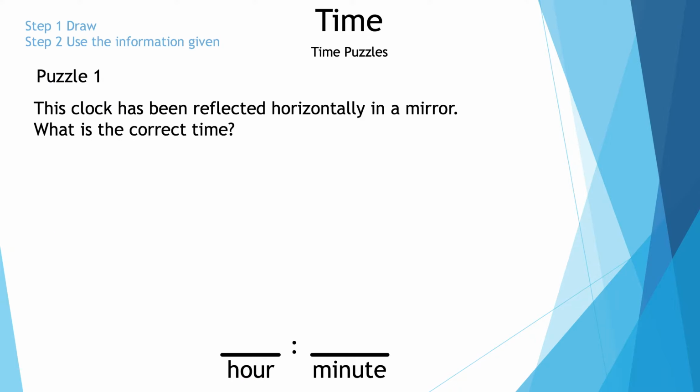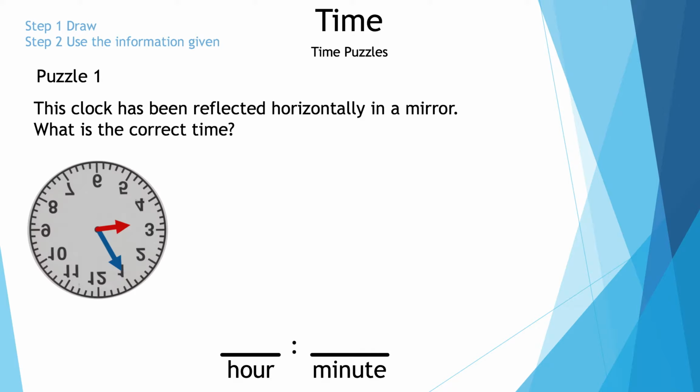So let's go ahead and talk about what's going on. Step 1, draw. Step 2, use the information given. Now, what does draw mean? It could mean anything, but in this particular circumstance, since we're talking about clocks, it most likely will mean drawing the minutes or hours or even the hands on a clock. So that's what it means to draw.